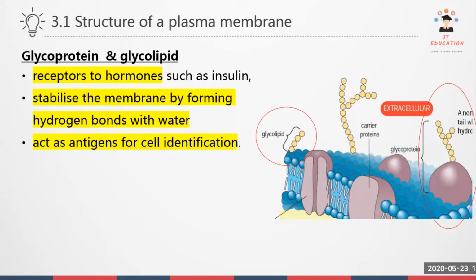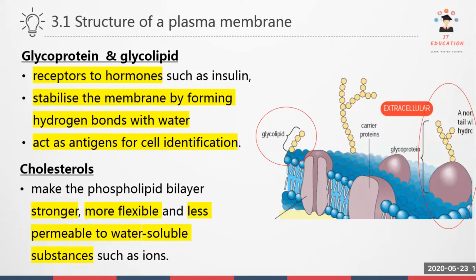They also act as antigens for cell identification. Take note of this word, cell identification. It means that they can use the glycoprotein or glycolipid to know what kind of cell it is. So let's say it can be a muscle cell, bone cell, or nerve cell. They have different glycoproteins and glycolipids. It's for cell identification.